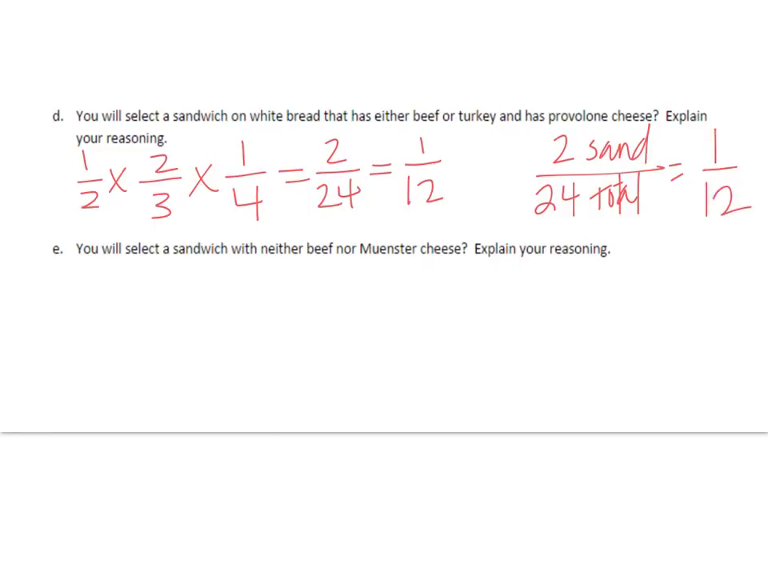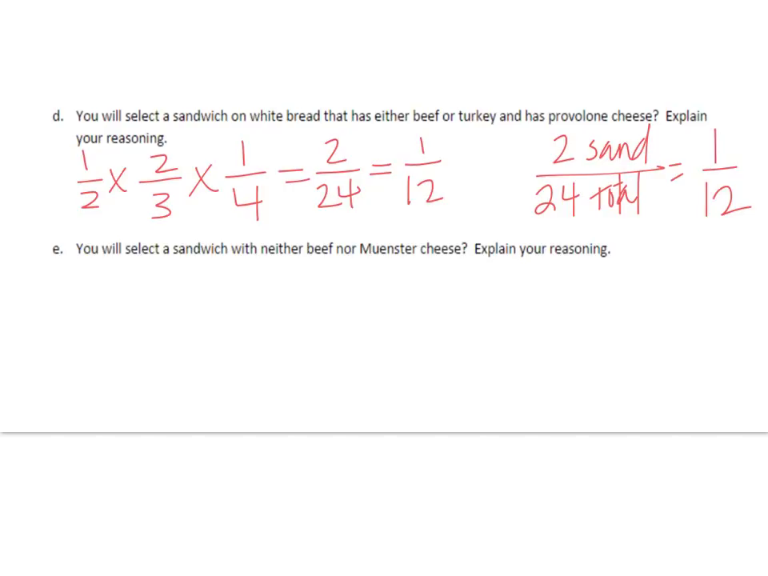And I really hope that you're writing down your explanation on these, because I will be grading your explanation since I'm giving you the answer. Okay, with E, you will select a sandwich with neither beef nor Munster. So you want to look at the ones that are not beef and do not have Munster. Go ahead and pause right here and give them a couple minutes to come up with their own answer before allowing it to run, and I'll work it for them.